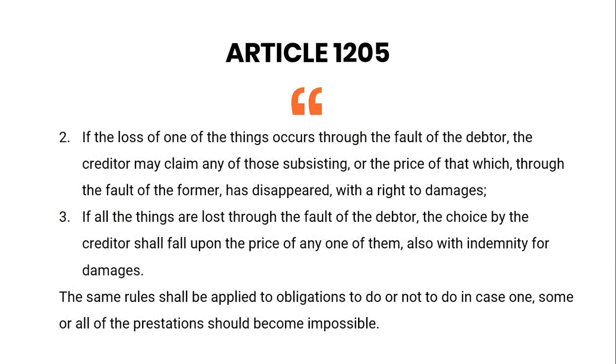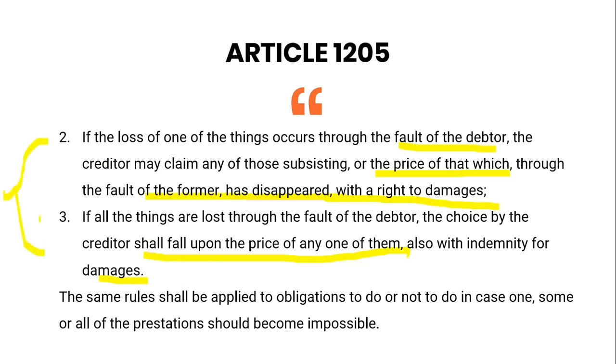Number 2, if the loss of one of the things occurs through the fault of the debtor, the creditor may claim any of those subsisting, or the price of that which through the fault of the former has disappeared, with the right of damages. Okay, so i-explain natin yan. Number 3, if all the things are lost through the fault of the debtor, the choice by the creditor shall fall upon the price of any of them, also with indemnity for damages. Okay? Ganun din, connected tong 2 and 3. So, mag-example tayo niyan.